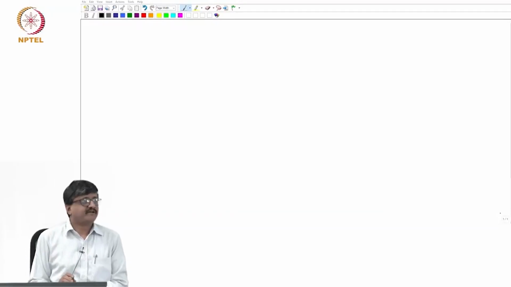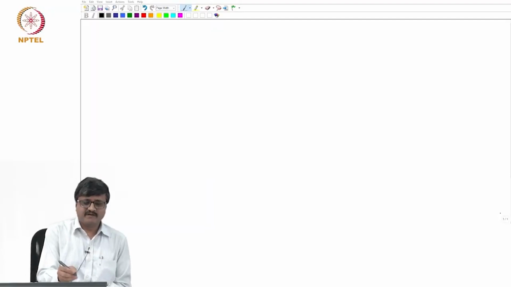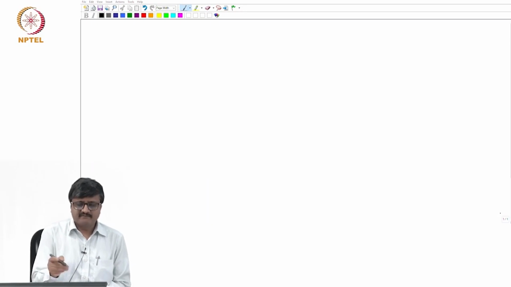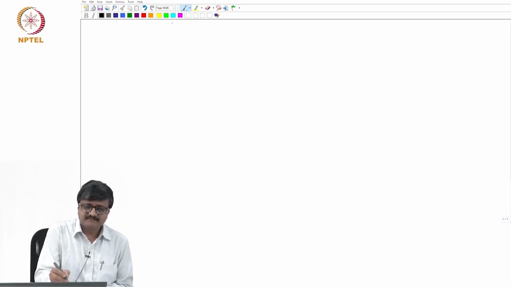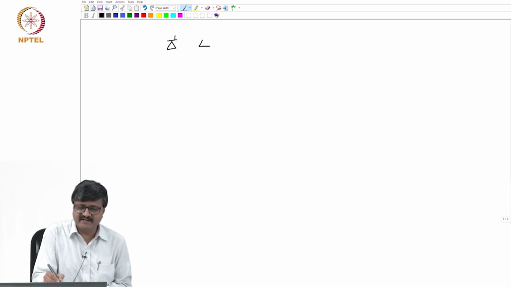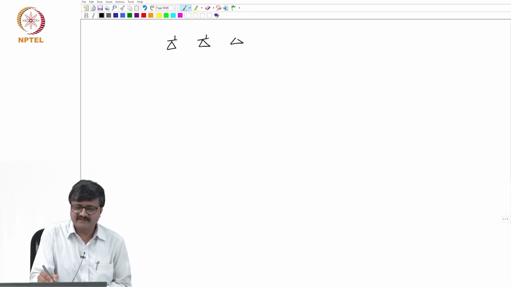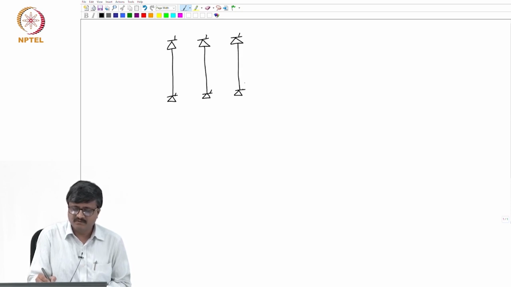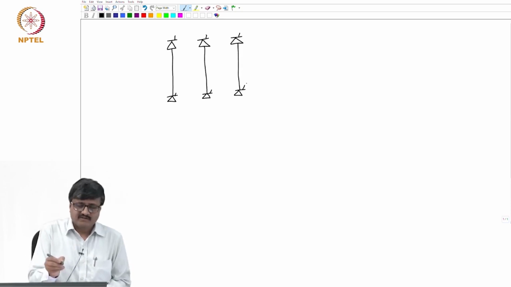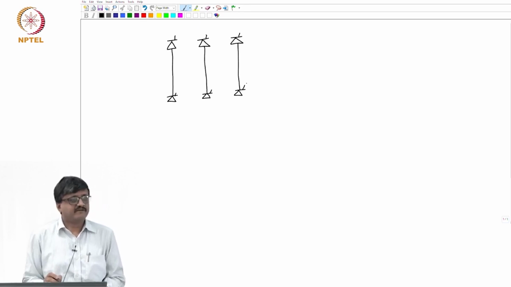So, we will start with a simplified circuit where I have a converter with 3 legs. And in each leg there are 2 thyristor valves. So, there are 3 legs shown here, and in each leg we say there are 2 thyristor valves.